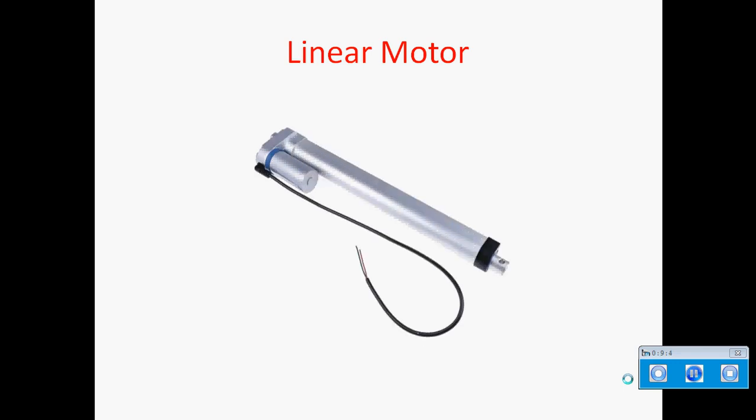The last point is the linear motor. The picture of linear motor is shown in this slide. The linear motor is a power source providing electric traction in a straight line rather than rotary as in a conventional motor. It is useful in such applications as high speed ground transportation.